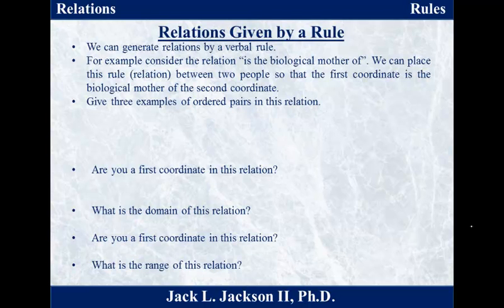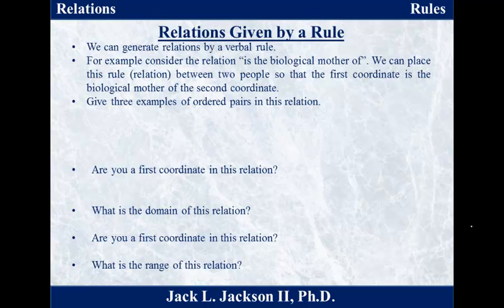So, for example, Joy Jackson is the biological mother of Jack Jackson. Well, that's a true statement. Joy Jackson is the biological mother of Jack Jackson, and we have the ordered pair, Joy Jackson, comma, Jack Jackson. And so we can place this relationship between two people, and it basically tells us which first coordinate goes with which second coordinate.